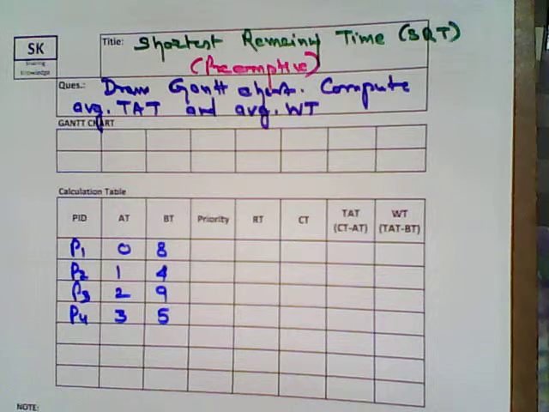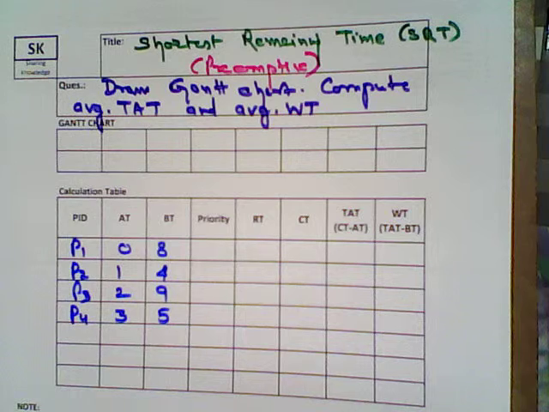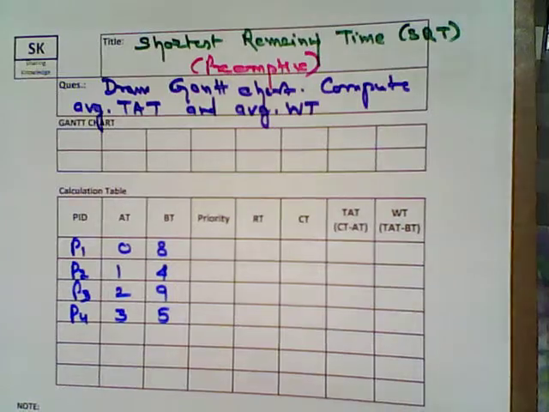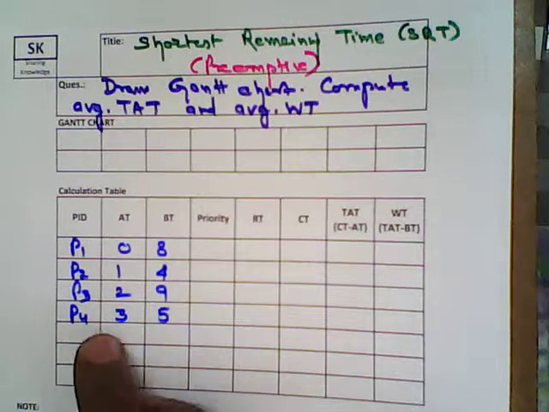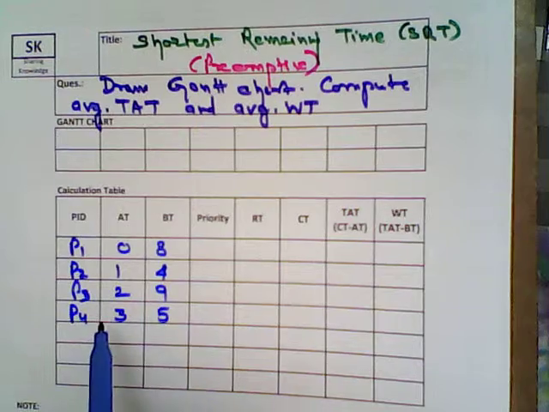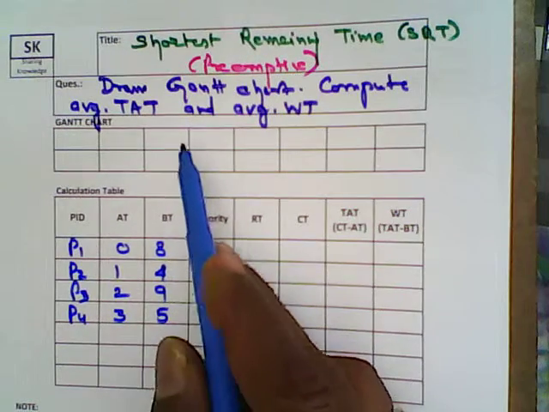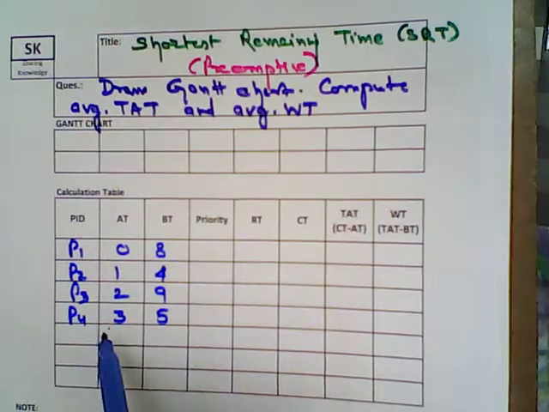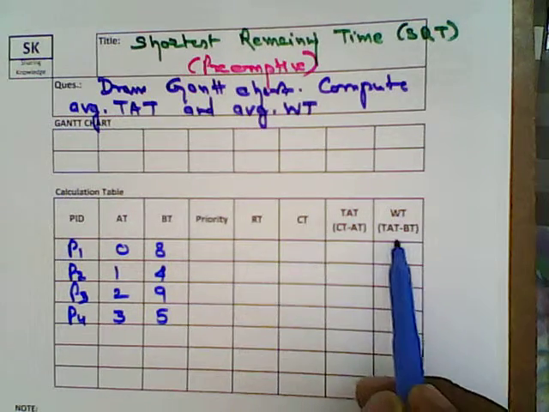Dear students, you are welcome to another segment of scheduling algorithm, that is shortest remaining time, SRT, under the preemptive scheduling, where you will find a different example. The example is being shown over here, that a given table is being displayed. Under the table you have to draw a Gantt chart as well as compute the arrival time, turnaround time as well as waiting time.